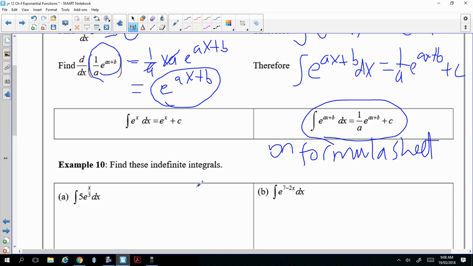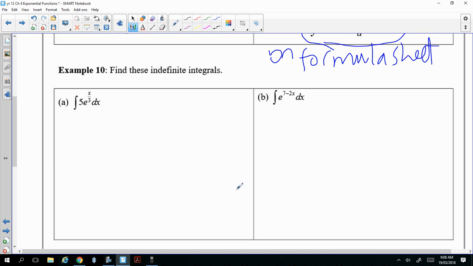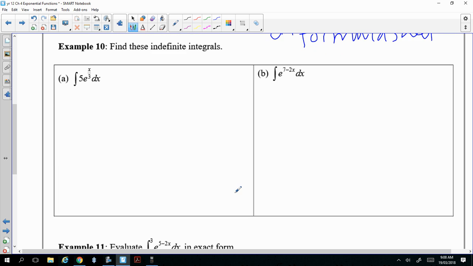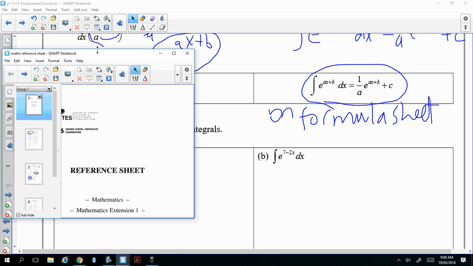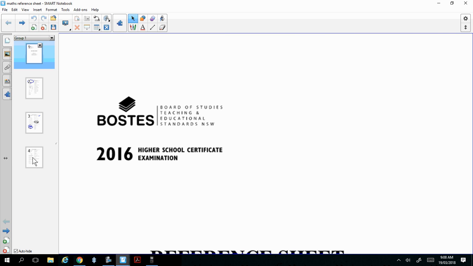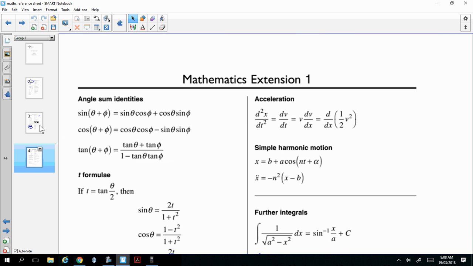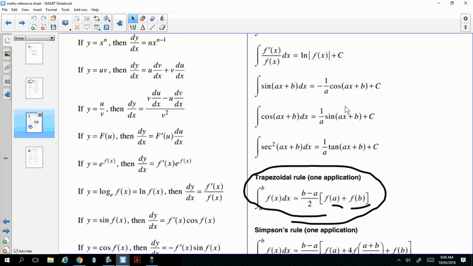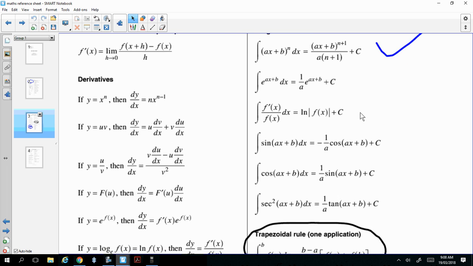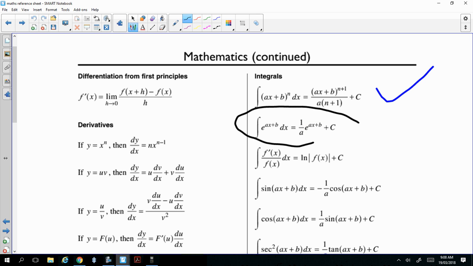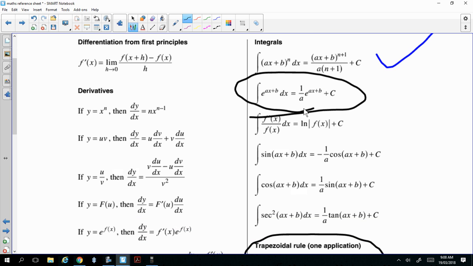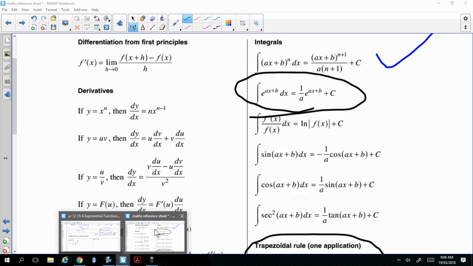Alright, let's do a few questions. So we use the formula sheet. So this one here, you get 5 e to the power x over 3. And then using this rule, you divide 1 over a. So on the formula sheet, you'll find it over here. Yeah, the second one. Okay, so the second one here, that's the formula sheet. So that's what you're given. And then we'll go back.